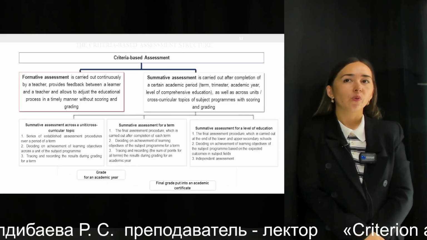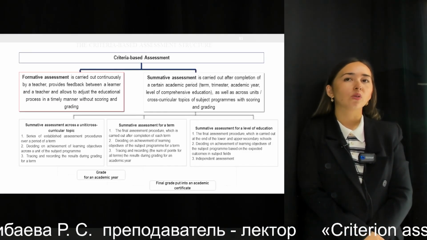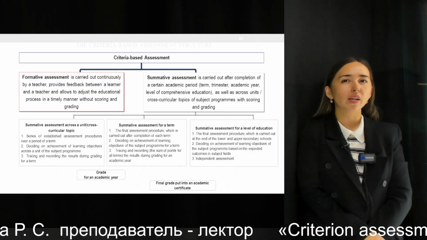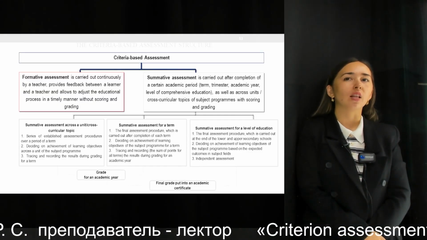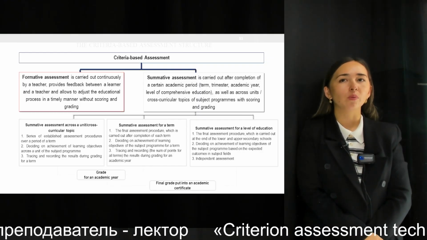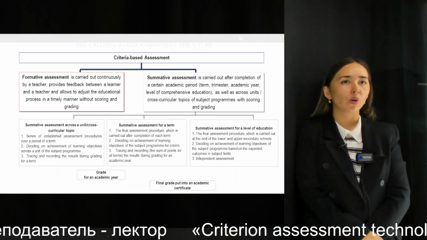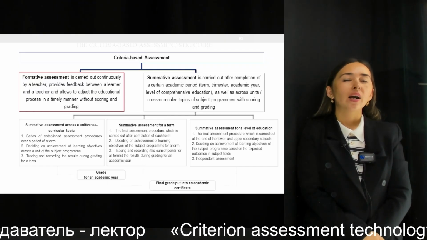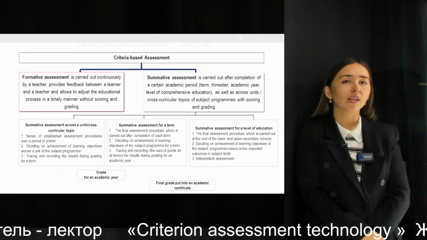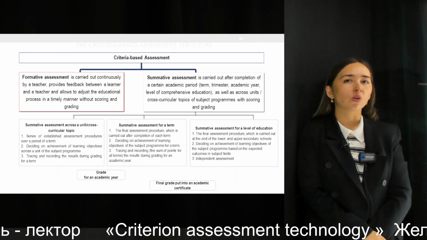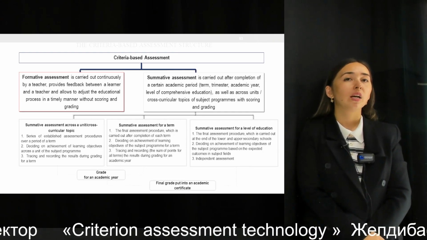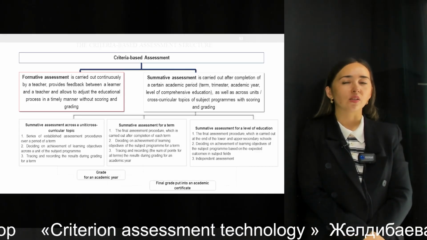So formative assessment is carried out continuously by a teacher, provides feedback between a learner and the teacher, and allows to adjust the educational process in a timely manner without any scoring and grading. Summative assessment is carried out after completion of a certain academic period, as well as across unit, cross-curricular topics of subjects program with scoring and grading.